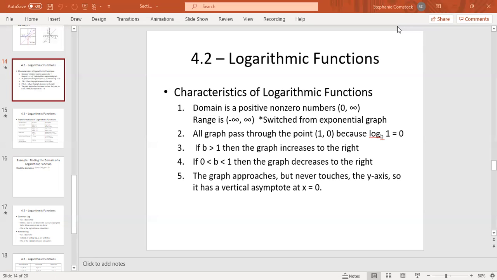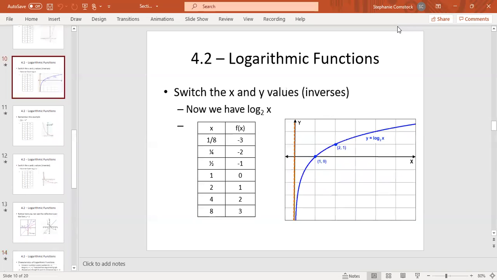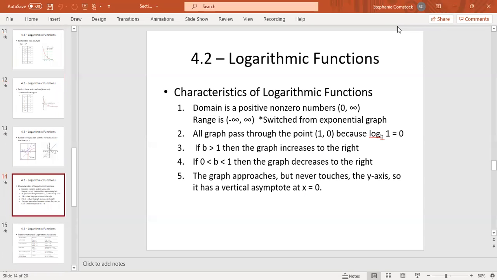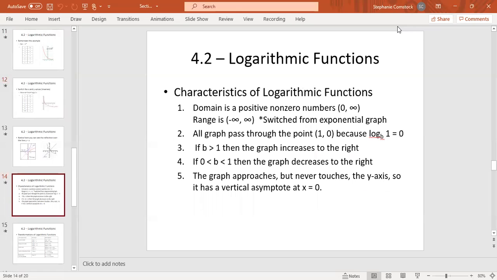Now, if your base is bigger than 1, then it increases as you go to the right. Okay, so I'm going to pull the graph back up. Here is our log base 2. Notice that that is going up and to the right, okay? Now, if the base is between 0 and 1, then it decreases. These are the same statements that we have. It's just that the graph shape is a little different here as far as the direction. So here's that base between 0 and 1, and notice that it does decrease as we're headed to the right-hand side. Now, the graph approaches but never touches the y-axis, so it does have a vertical asymptote at x equals 0.